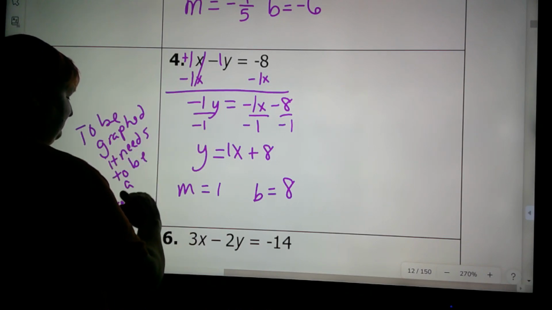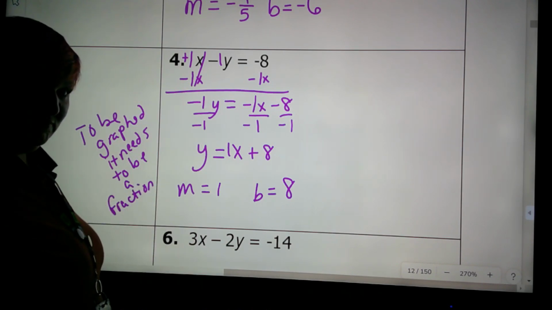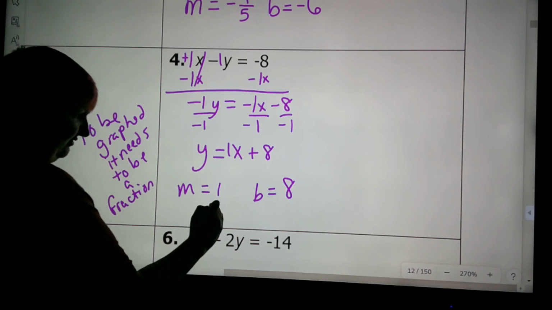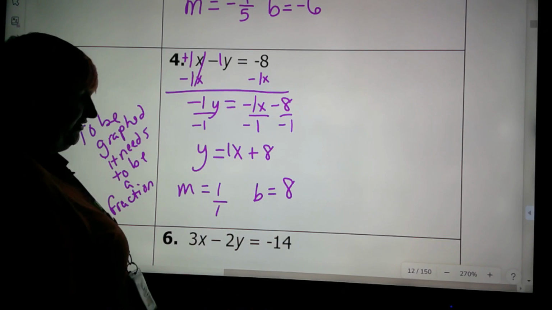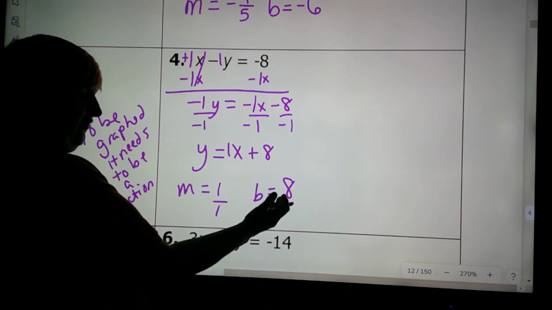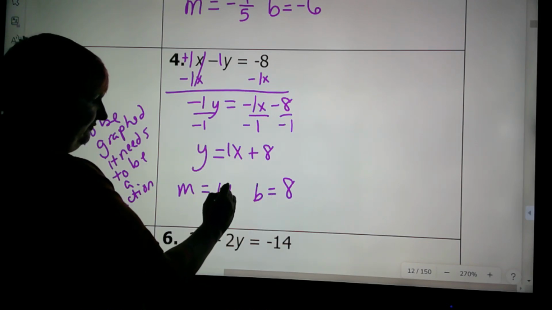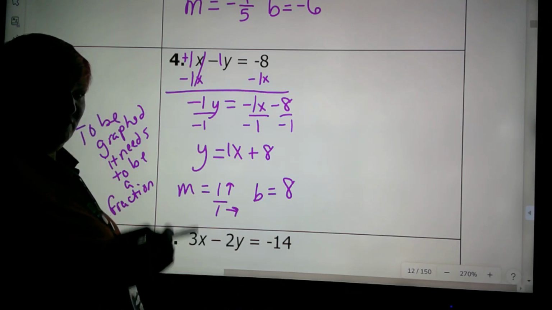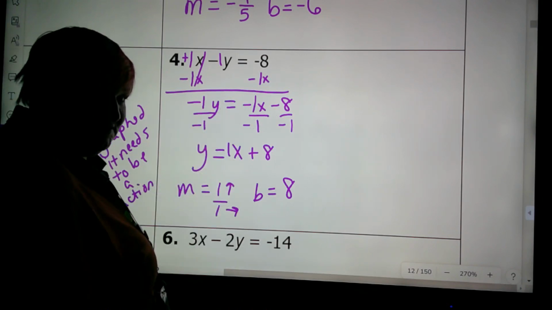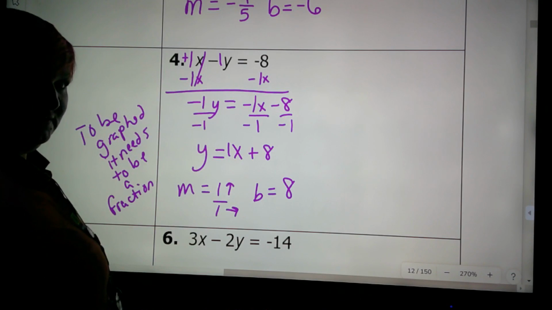Which means if you get a whole number, you can put it over 1 without changing its value. It doesn't change anything when you put it over 1. So your first point will be on the y-axis at 8, and your second point will be up 1, right 1. And then again, up 1, right 1. And then again, up 1, right 1. As many times as you need to until you realize your points are all in a line.